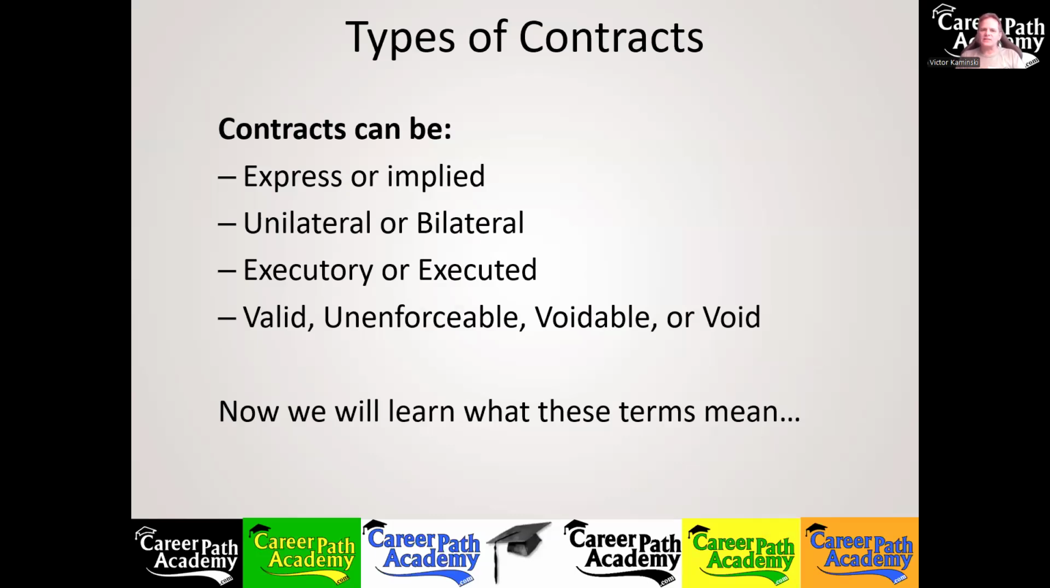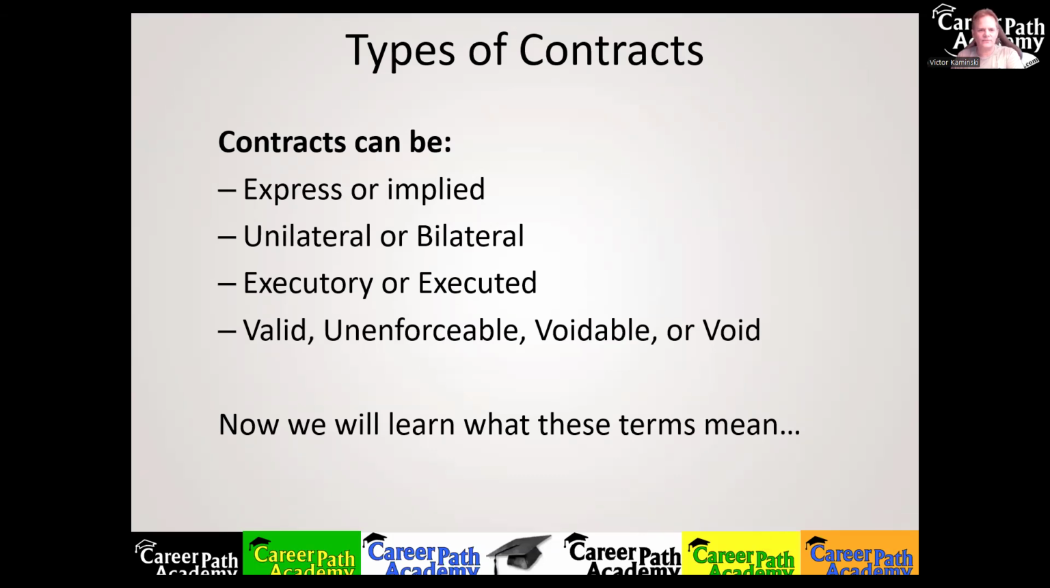All right, now contracts can be express or implied, unilateral or bilateral, executory or executed, valid, unenforceable, voidable, or void. You guys ever hear these terms before in your life? Some of them may sound familiar. All right, well, we're going to go over them right now so you can know what they mean.